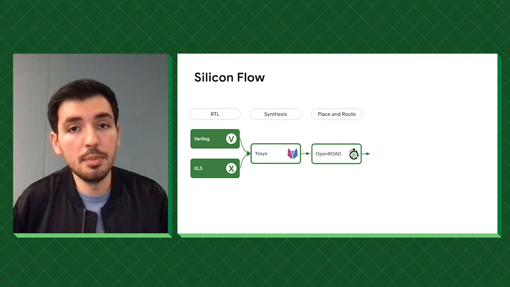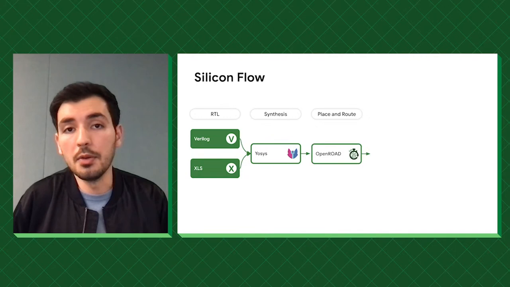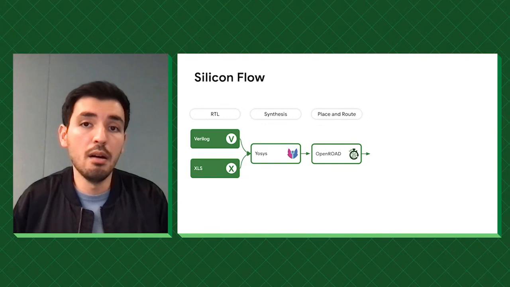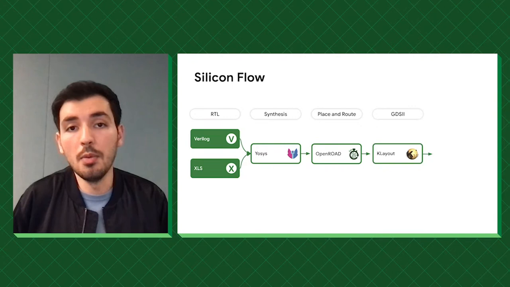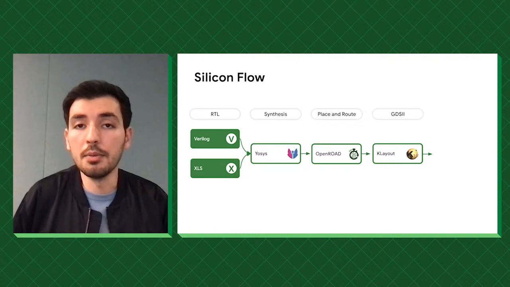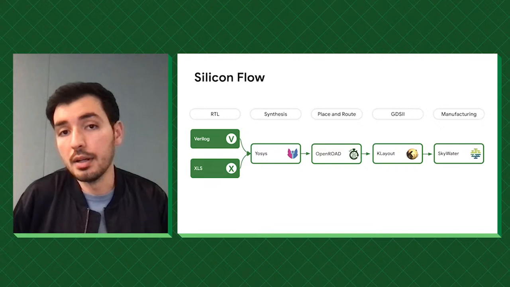Next, we take it to place and route with OpenRoad. OpenRoad's a project we're really excited about, and we've been supporting both with developer time and some funds. And it'll take our abstract representation of our circuits with AND and OR gates and put it on a silicon wafer. We then stream out the contents from OpenRoad into a tool called KLayout. KLayout will run some checks and make sure that we aren't violating any rules of the manufacturing process and emit our GDS file that we can take to SkyWater, who's a foundry we particularly like, to manufacture it.